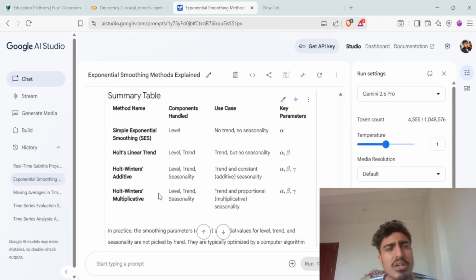And we are at the end of the video, and we have the summarization of all the methods. Let's summarize it. SES doesn't consider trend and seasonality. If there is no trend and seasonality in your time series, then you can simply use simple exponential smoothing.